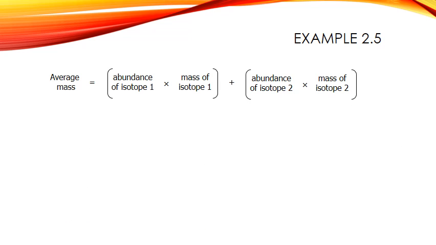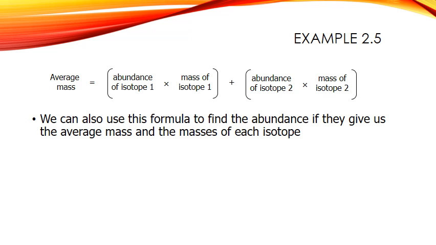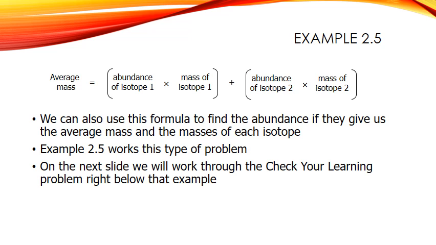Let's look at example 2.5. We're going to use the same formula, but what they do is they give us the average mass and they ask us to find the abundance. So example 2.5 works this kind of problem. I'm going to work through the check your learning problem that's right below that example. It has the given information and the answer.